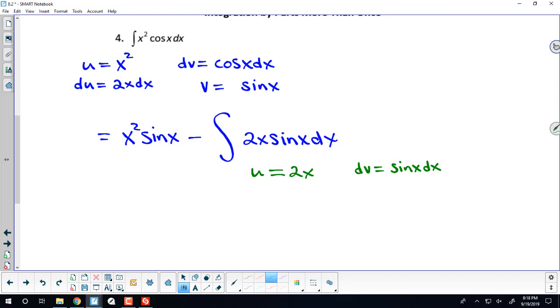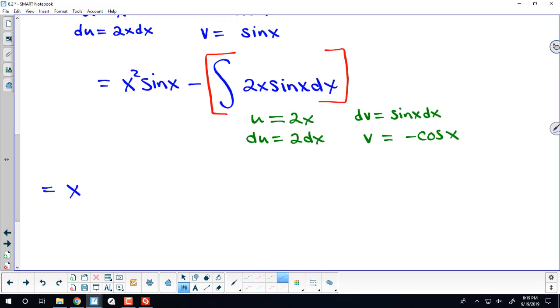So du is 2 dx, and v, what would v be? Negative cosine x. All right, so this is kind of where we need to be careful, because we're taking this integral here and we're about to split that up again into a uv minus the integral of v du, but both of them have this minus out in front. So just be careful with that when you do this more than once.